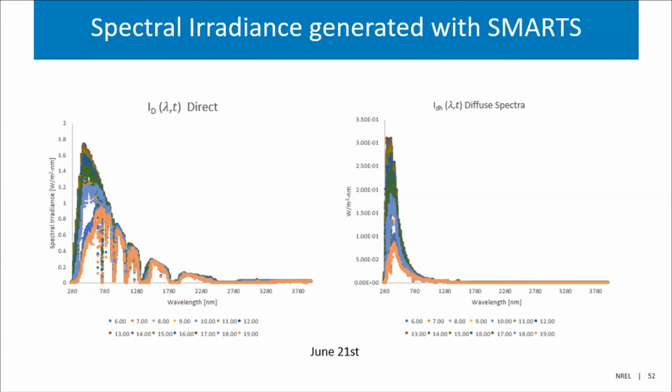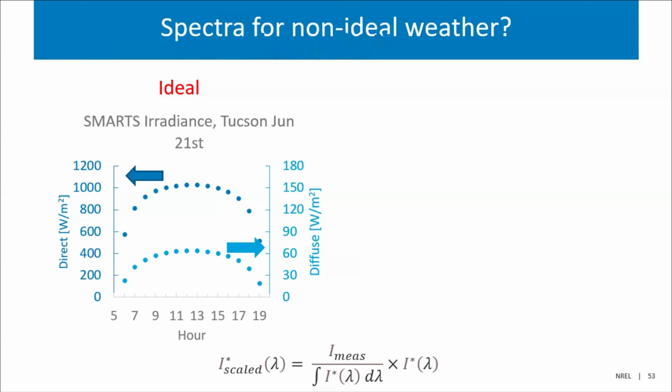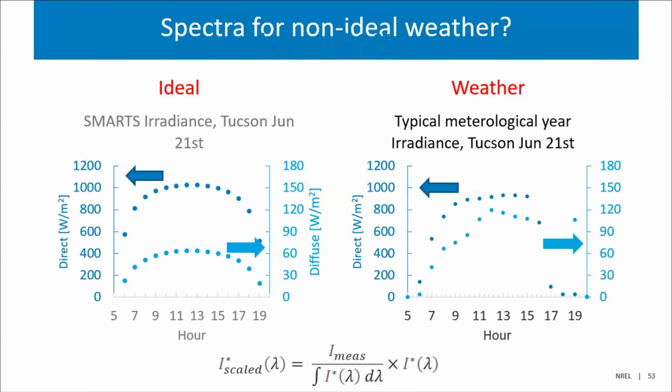So what do we do with this SMARTS data? You model every hour of the direct and the diffuse, for example. You see there's both a shape shift as well as an intensity change, but this is all ideal data, right? And in truth, real weather is not going to look as shiny. So one of the methods that we use to then calculate the spectrum is scaling by that typical meteorological year data. So an example, 2 p.m. there.